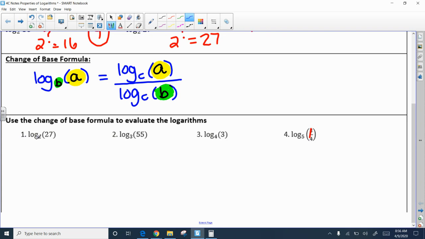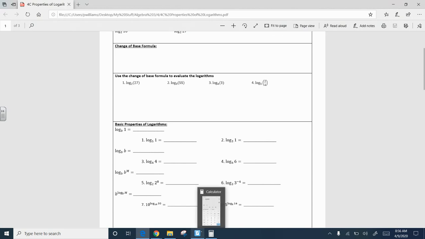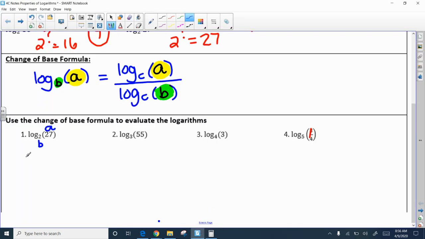So this one is the one we were just talking about, log base 2 of 27. It means we're trying to figure out 2 to what power equals 27. And we already figured out there's not an exact number, so we have to use the change of base formula. This is in the form log base b of a. So the a is 27 and the base is 2. So when I use the change of base formula, I'm going to change it to base 10. So log base 10 of 27, that's a, divided by log base 10 of b, which is 2.